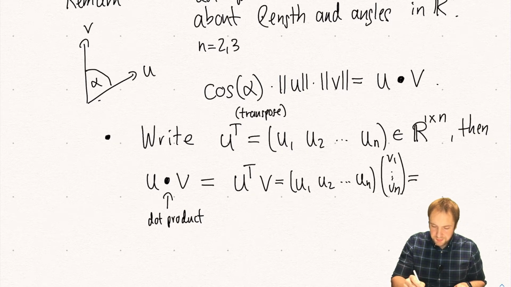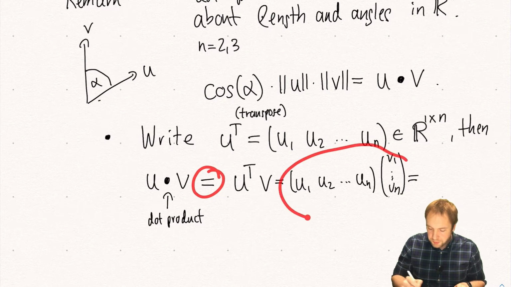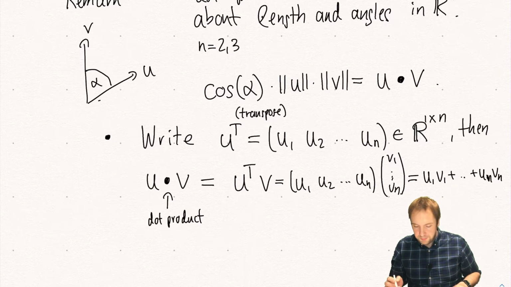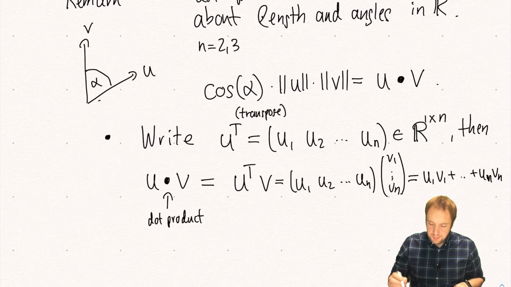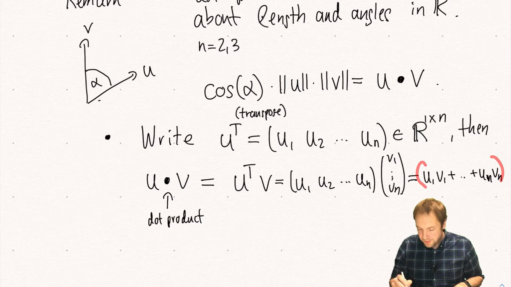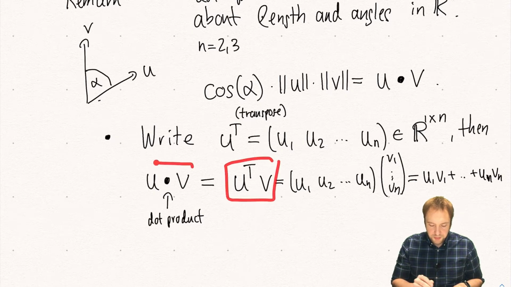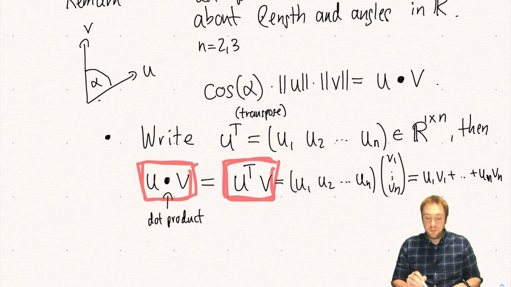And you see that this is exactly the same, because if I multiply this out, I get u1 v1 plus up to un vn. So more precisely, it's a matrix of size 1 times 1. But this is just another way of writing the dot product. So the dot product can actually be written as a matrix times a vector multiplication.